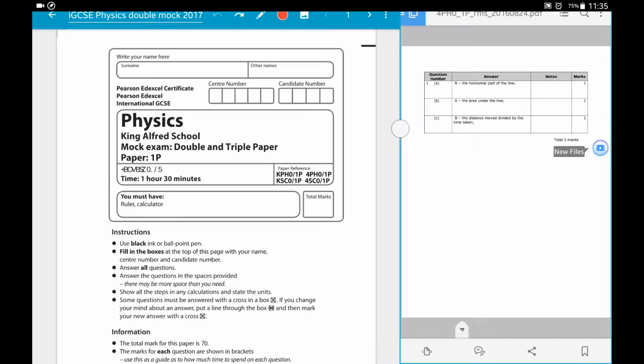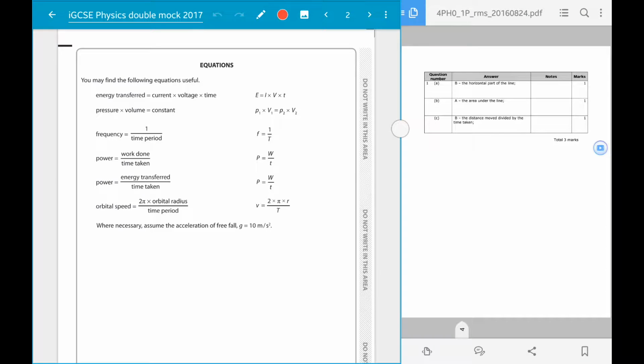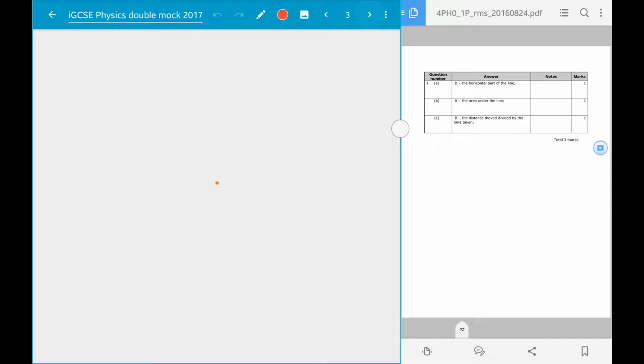I'm going to go through the physics mock exam for double and triple. So this is the 1 hour 30-minute test that you did. Going to go through the questions one by one.